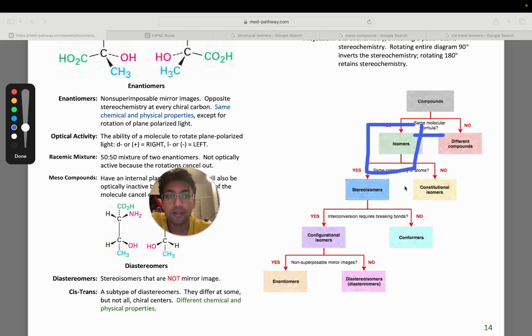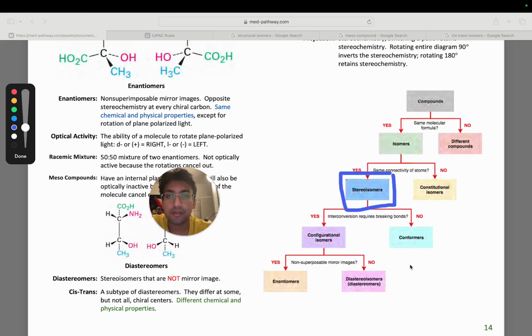That means it's the same atoms, right? But now we have to ask, are those atoms connected to each other in the same way? So if I'm saying CO2, is it like CO2 where one carbon is double bonded to two oxygens, or is it like one carbon bonded with three bonds to one oxygen, one bond to the other oxygen, and some electron? Basically, is the connectivity the same? If it's not, then it's a constitutional isomer. If it is, then we keep going, and that's called a stereoisomer.